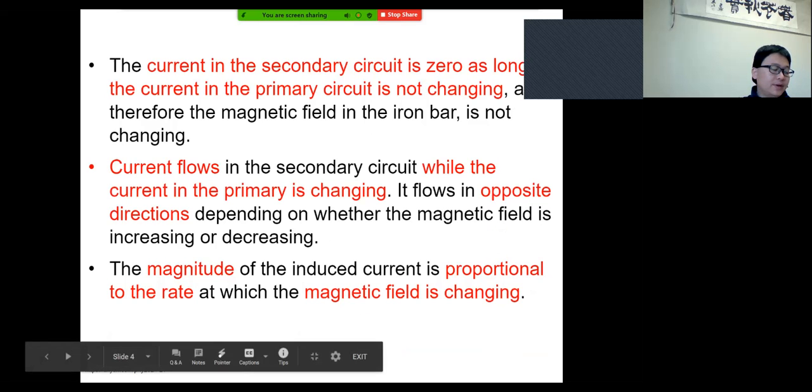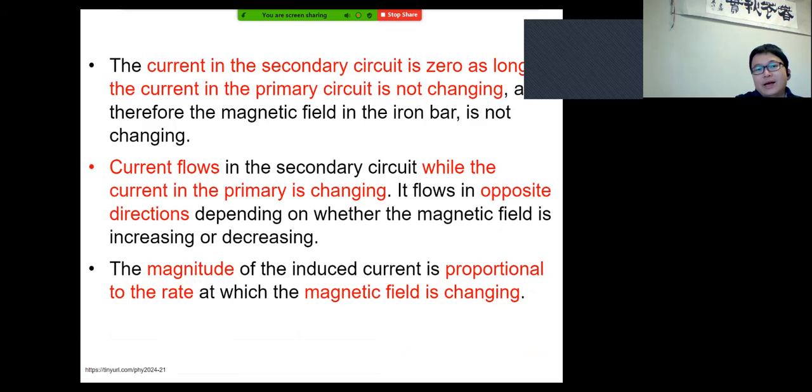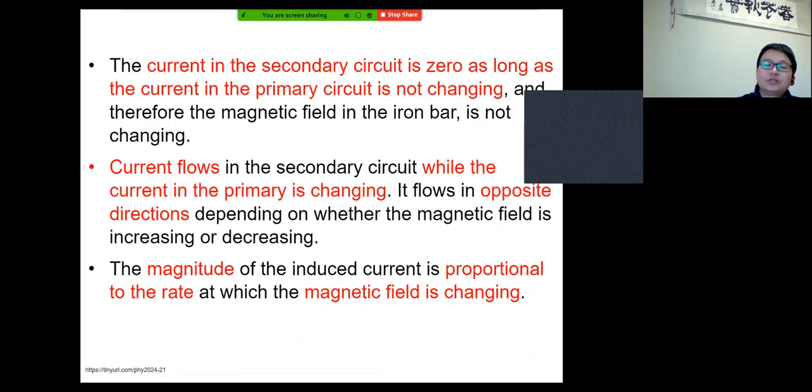All right. So basically, if we summarize what we observe in the right figure above in the previous slides, then the current in the secondary coil is zero, as long as the current in the primary circuit is not changing. So if you have closed the switch for, say, a couple of seconds, that's considered long enough already, then the needle will stay in the center. Okay, as long as there's no change in current in the circuit, the needle will not change.